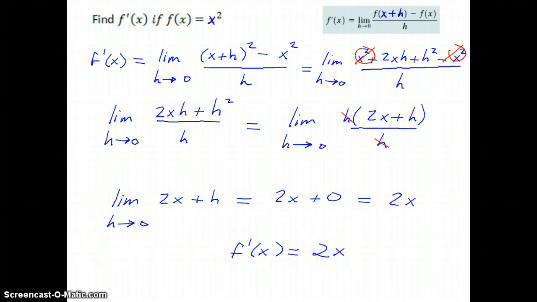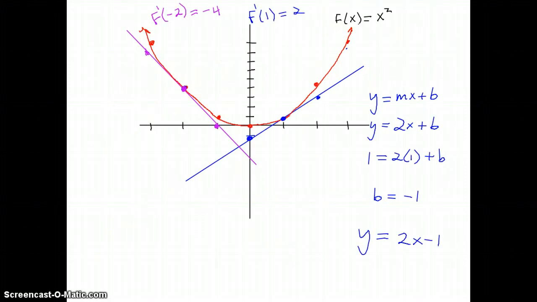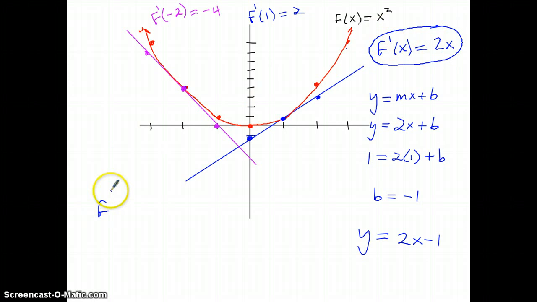Let me put this in context for you. Yesterday, we found the derivative at -2 and at +1 for x squared. And today we're finding that the derivative of that function x squared is equal to just 2x. So if I wanted to just use this derivative here to find the slope of the tangent line at -2 and at +1, I would just simply plug in to my derivative function. And so if I plug in a 1, I have 2 times 1, which gives me a 2.